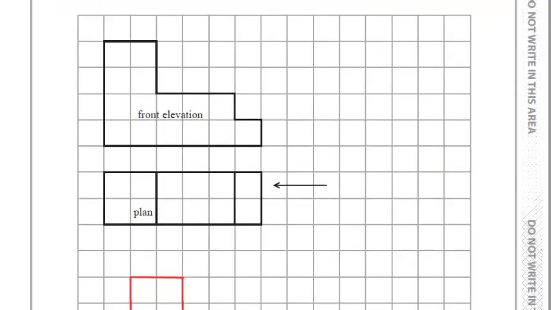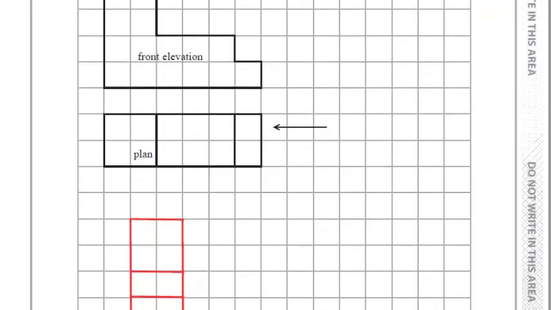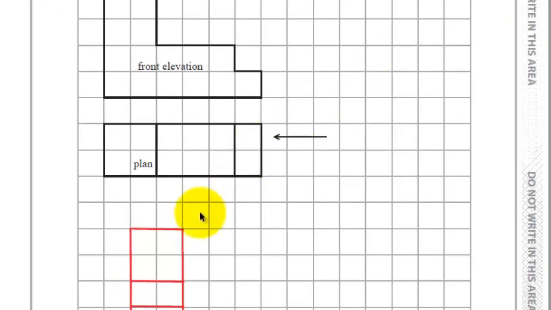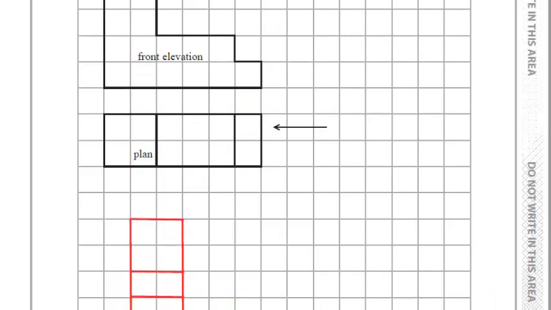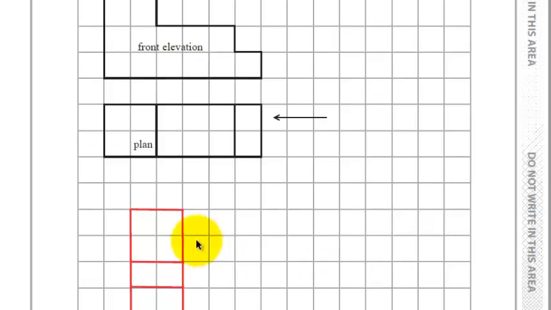Now, to draw a view from the side, if you are looking at this shape from the side, everything you see is 2 squares wide on the plan. So everything you draw here is 2 squares wide. Everything you draw here is 2 squares wide.